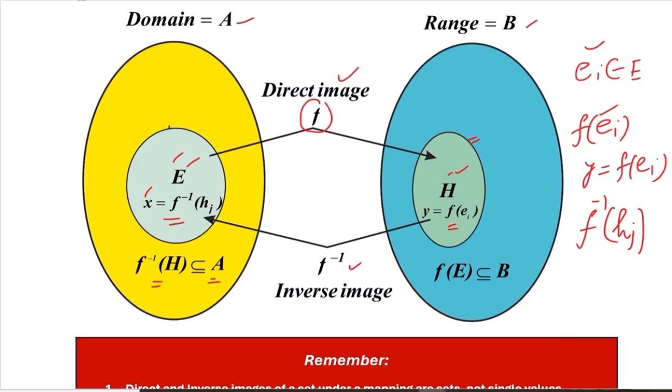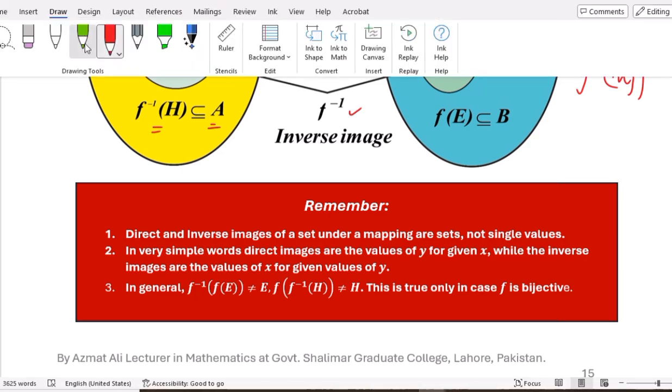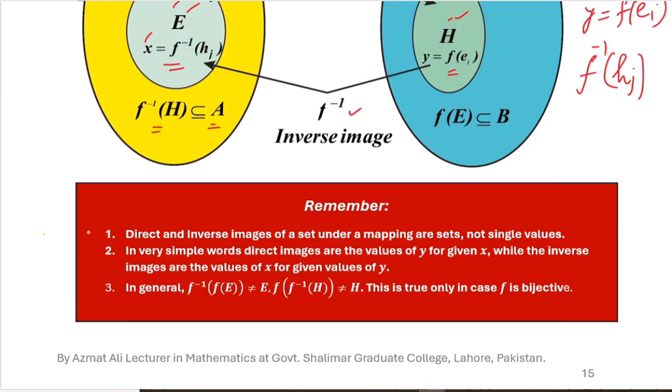Now I am going to discuss very important points of today's lecture that you should remember. Direct and inverse images of a set under a mapping are sets, not a single value. In very simple words, direct images are the values of y for given x. This is a very important point. In very simple words, direct images are the values of y for given x, while the inverse images are the values of x for given y.